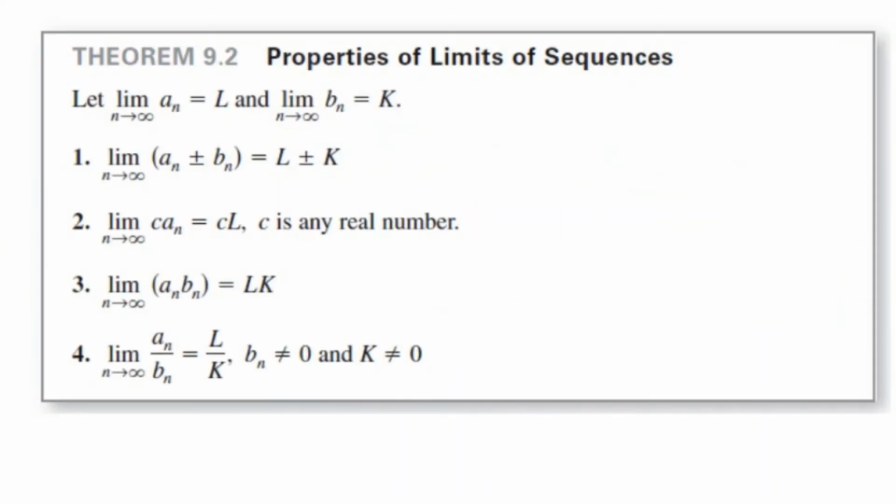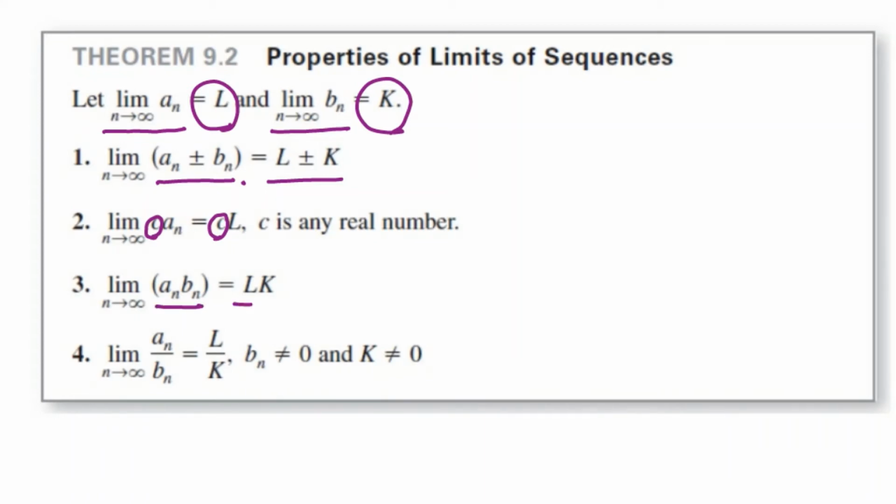Now let's look at the properties of the limits of sequences. If the limit of a_n converges to L, and the limit of b_n converges to K: if we add and subtract the sequences, that means we are adding and subtracting L and K. If we multiply a sequence by a constant, that means we are multiplying the constant to L. If we multiply the sequences, we are multiplying L and K. If we divide, we divide L and K.